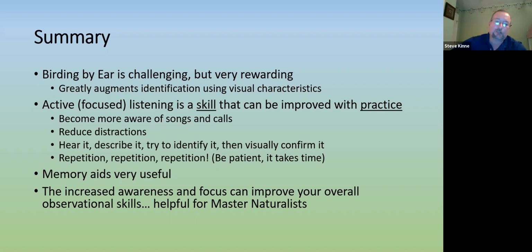I also want to reemphasize that active, focused listening, which is how you really start learning, analyzing, and describing these songs, is a skill, and it can be improved with practice. A lot of it is becoming more aware of the songs. That's the hearing part of it. Some of it has to do with reducing the distractions around you. But again, hearing it, describing it, and then leading to an identification is really something that can be learned, and you can get very good at it just with practice.